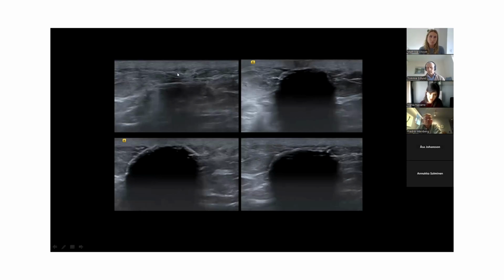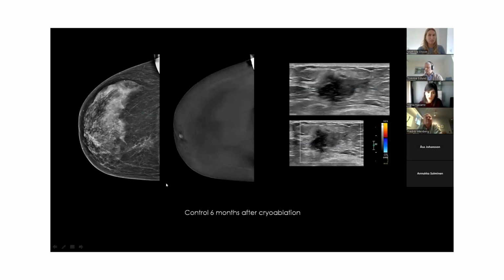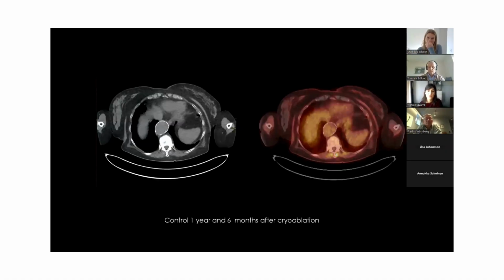So this is the lesion that we have now, the needle, and as always, the ice ball surrounding the lesion completely. 6 months after cryoablation, you see these fat necrosis areas in mammography, and again, very important, no enhancement in contrast mammography. And ultrasound, the same, fat necrosis area, no Doppler sign. And we also had a PET scan 1 year and 6 months after cryoablation. You can see in the CT scan the cryo area with no uptake in PET. So this confirms that we achieved local control for this patient.